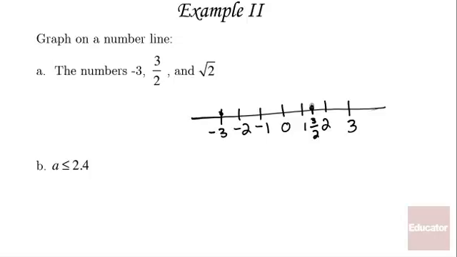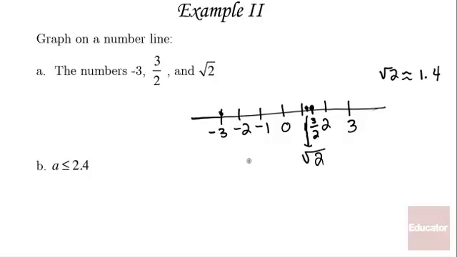Make it bigger. And the square root of 2. Now, the square root of 2 is an irrational number, but I can put it on the number line. I'm just going to approximate it as 1.4. So the square root of 2 is approximately equal to 1.4. And I have 3/2, which is 1.5. So therefore, the square root of 2 is going to be pretty close to that. It's going to be right next to it on the number line. So I graphed these three numbers, -3, 3/2, and square root of 2 on the number line.